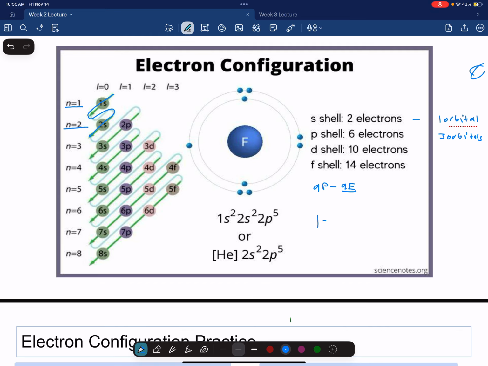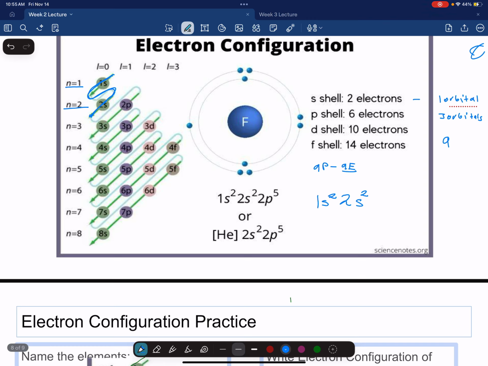We're going to say 1s, and how many electrons can be held in the s shell? It's going to be 2 electrons. And then we're going to go to 2s, following this line right over here. And how many electrons can be held in the s shell? It's going to be 2. So now, looking at the amount of electrons that we need to write, we have 9 electrons, and we already wrote 4. So we have 5 electrons left to write.